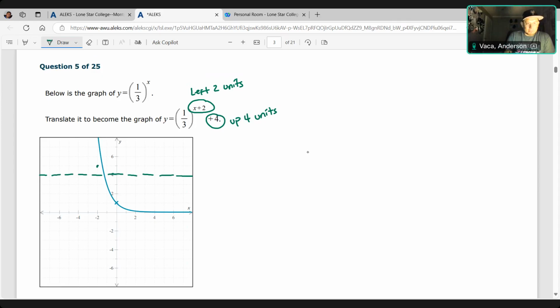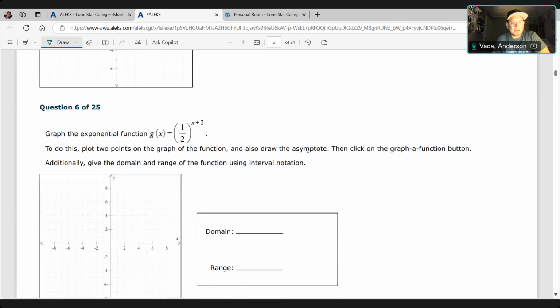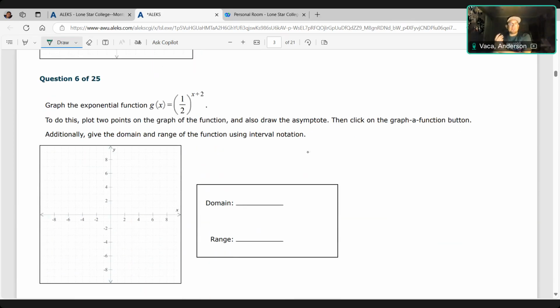And so the graph will look something like this. All righty then. You guys know how to do that, so I have no words about that. You guys are comfortable with doing something like that. Here they want us to graph the exponential function.